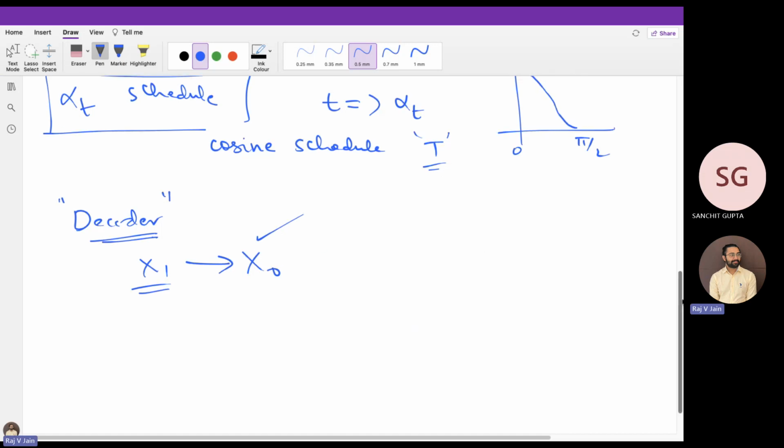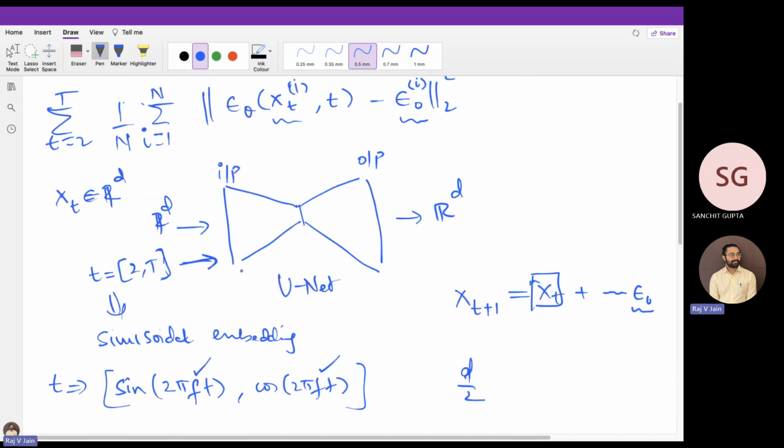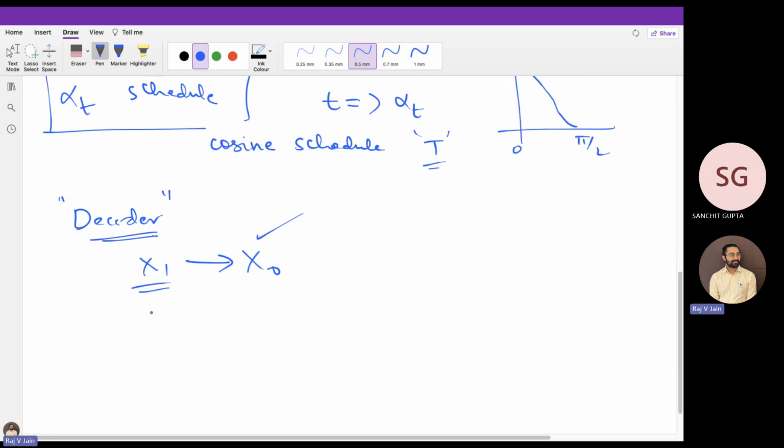The idea being that this network would have learned enough information that it can go from some slightly noisy version, that is x1, to the noiseless part. Apparently this works.